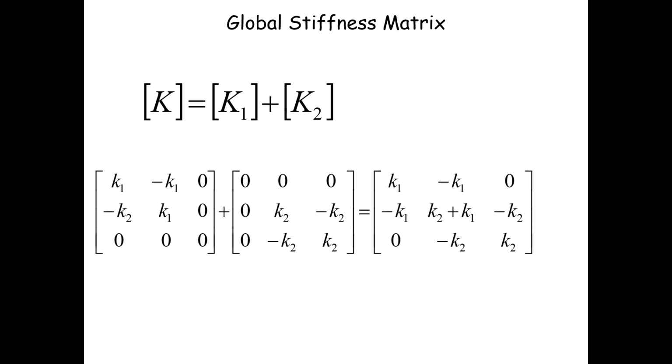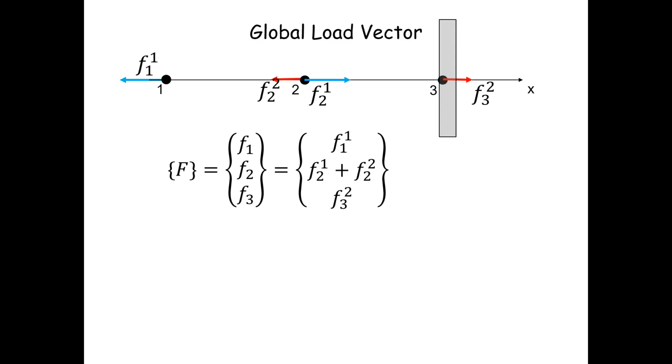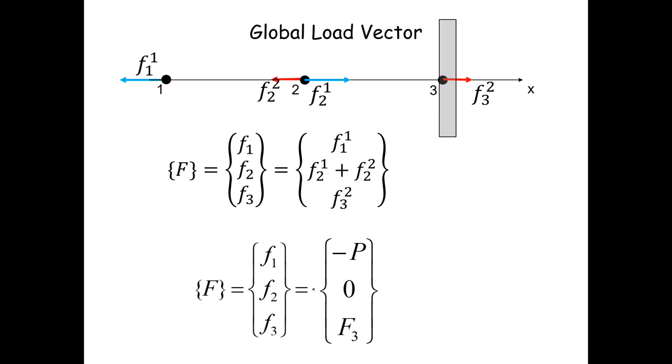Now we define the final global load vector, F, based on the forces applied to the system. At node 1, a force P is applied in the negative x direction, so the force component F1 is equal to minus P. At node 2, there is no externally applied force, so the force component F2 is equal to 0. This is an application of equilibrium at the node, meaning the forces from elements 1 and 2 must balance. Finally, at node 3, the force F3 is the unknown reaction force from the support. We will solve for this force later.